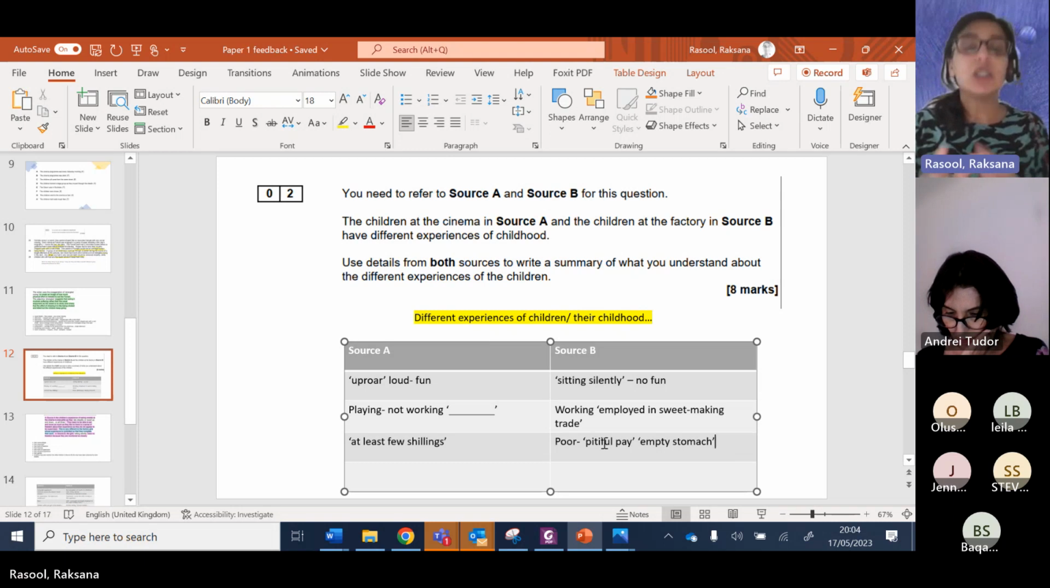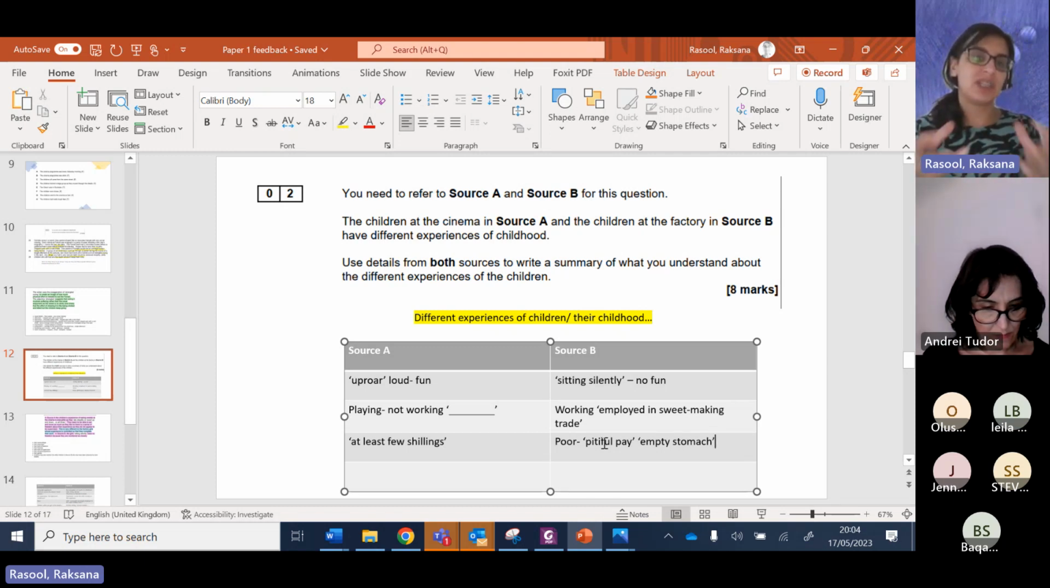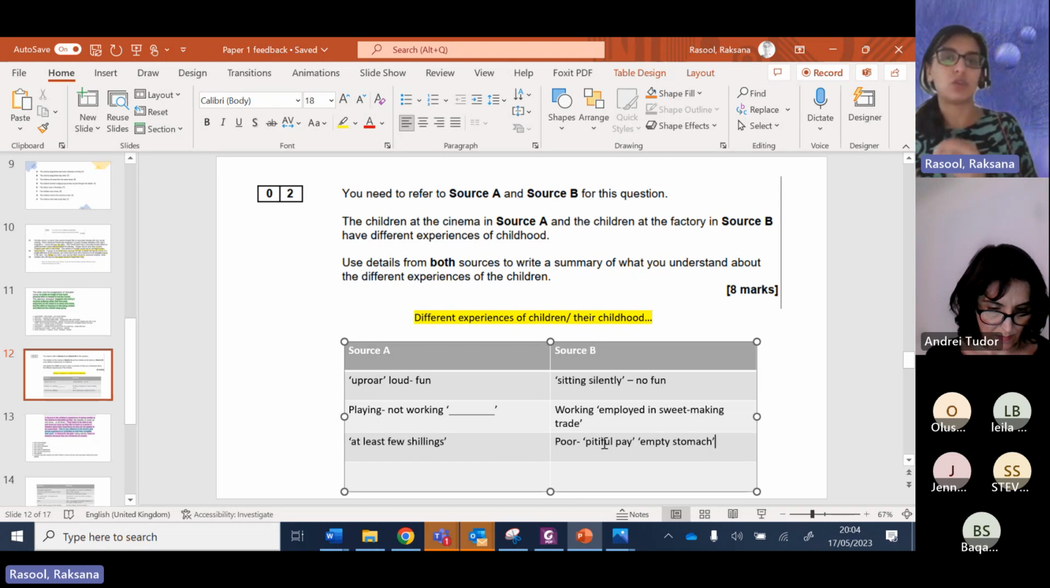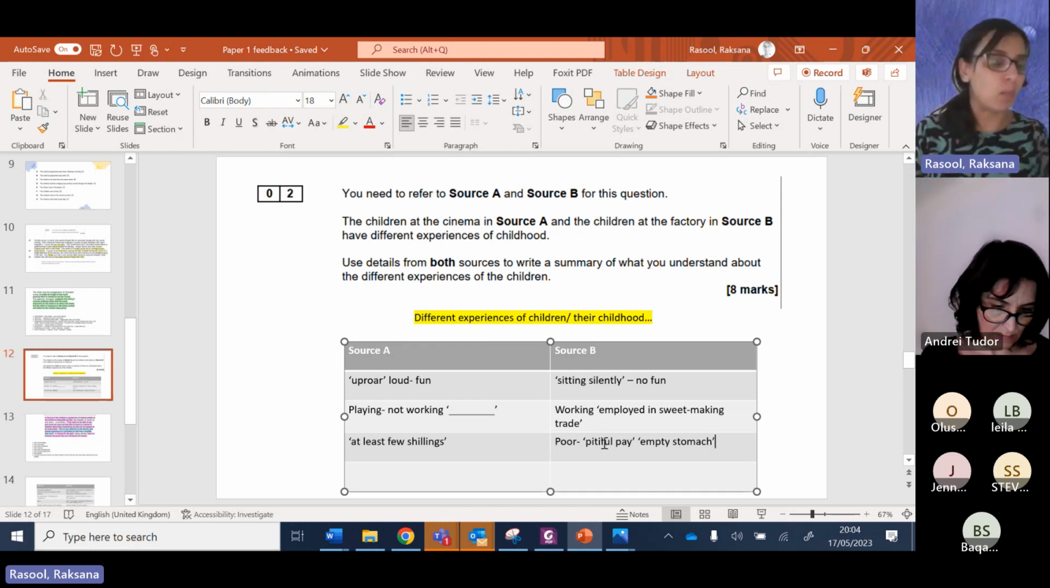So as long as you can support what you're saying with evidence, a quote, and explain it briefly. Like, in source A, the children are in uproar. This suggests they're loud and having fun, whereas in source B, the children are sitting silently. This suggests there's no fun. In source A, the children are playing, not working, whereas in source B, the children are working, they're employed in sweet making trade. In source A, the children have access to money, even if they are poor, they have at least a few shillings, whereas in source B, they don't have access to this money, they have a pitiful pay and empty stomachs.